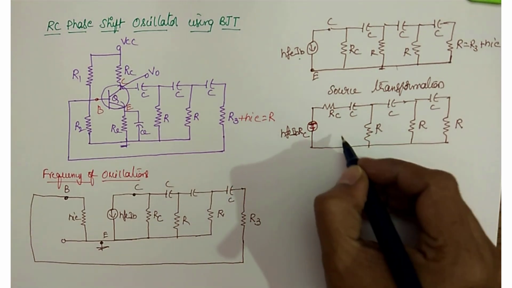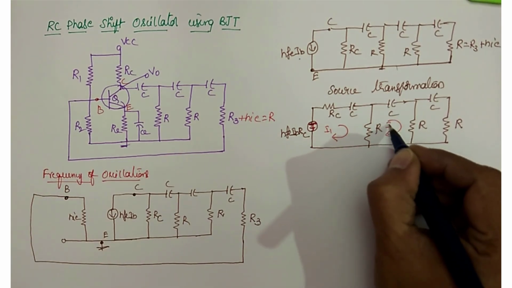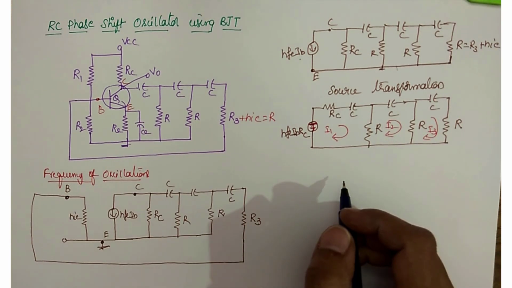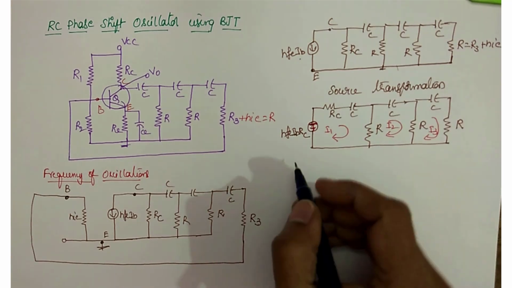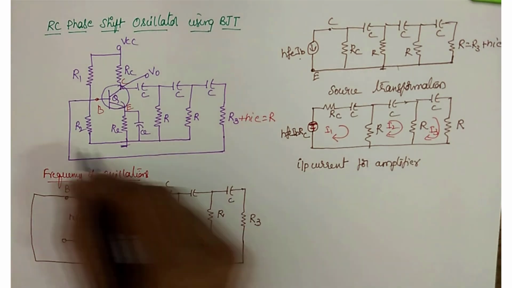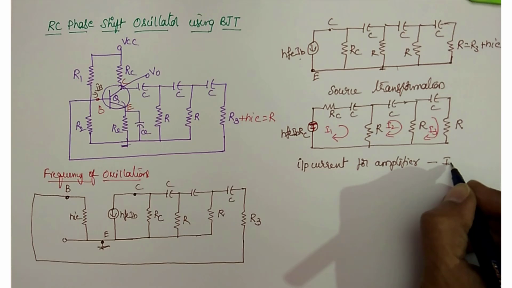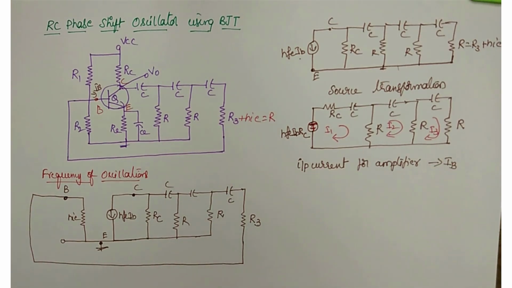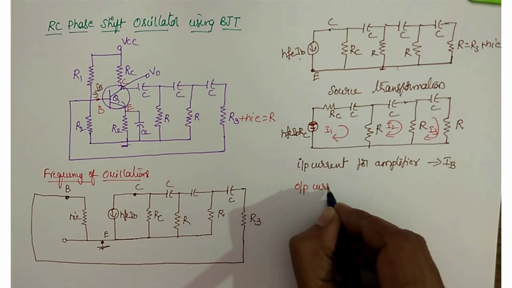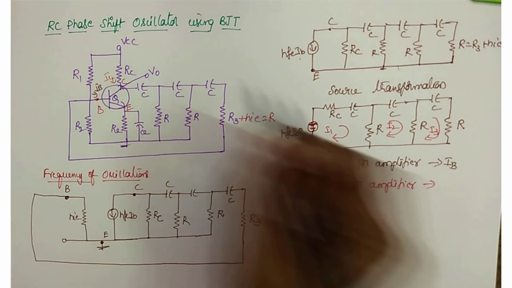So now assume three currents, I1, I2, I3. At this point I want to explain about the feedback factor. What is the input current for the amplifier? This is IB. What is the output current for the amplifier? Yes, it is IC.